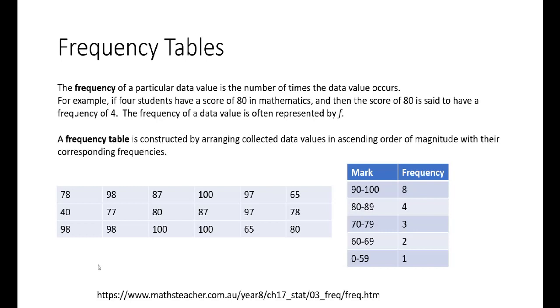So those are probably A, B, C, D, and F. And I count them then from the data set and I determine the frequencies for each of those intervals. So that's all we mean by a frequency table. And I do have a URL at the bottom where you can get some additional information on frequency tables.